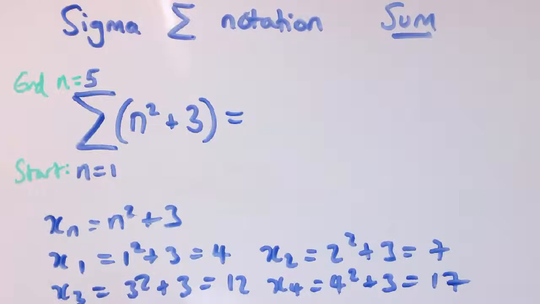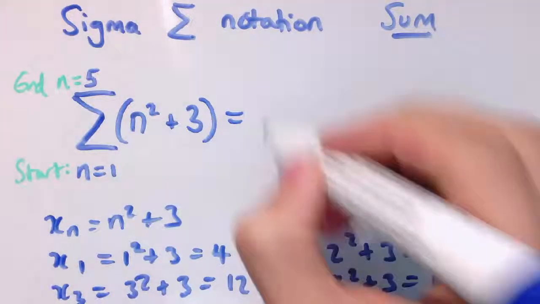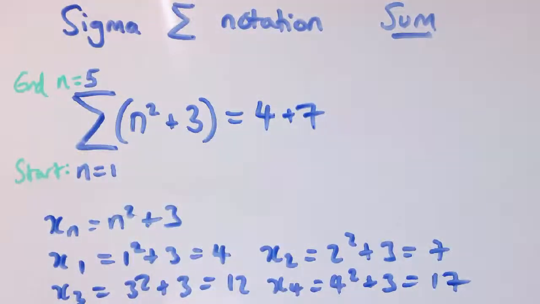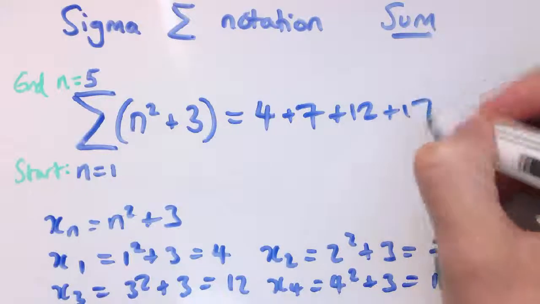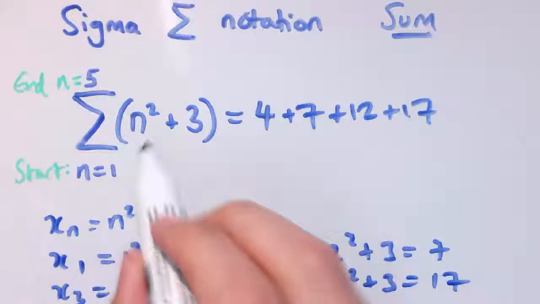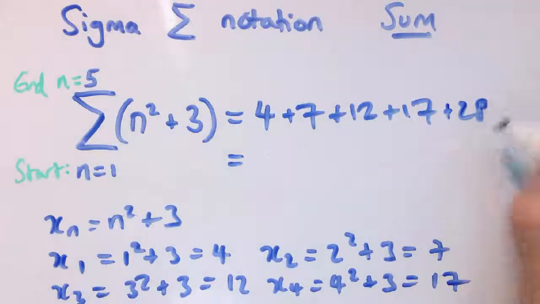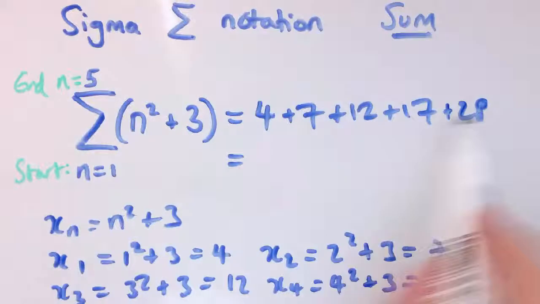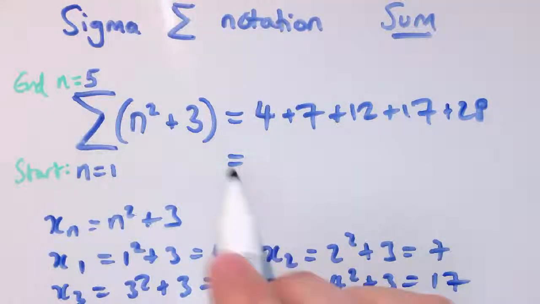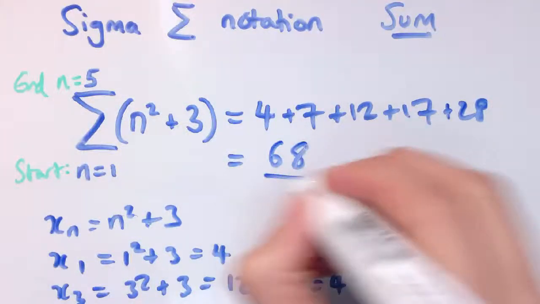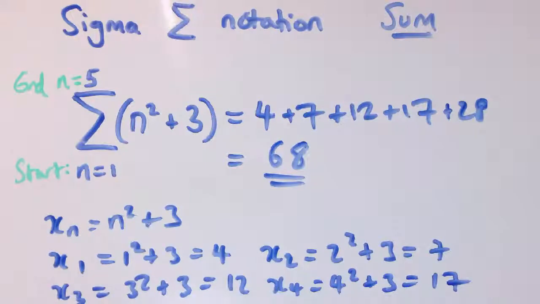Okay, so I've written most of them down here. When I put 1 into this, I get 4. When I put 2 into this, I get 7, so it's 2 squared plus 3. When I put 3 in, I get 12. When I put 4 in, I get 17. And then finally, the fifth term of the sequence here is 5 squared plus 3, that's 28. So this notation just means add together all of those values, starting at 1, ending at 5, the value of n squared plus 3. So that's 11, 23, 40, 68. So this evaluates just to a number, 68.